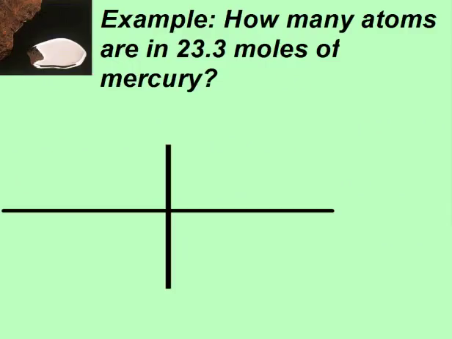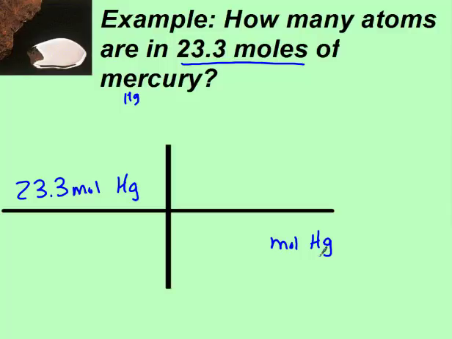The types of problems that you would see are going to be similar to these. So just like before, we're going to start with the number and unit that was given. So we have 23.3 moles of mercury, and mercury is Hg. Since we have moles of mercury in the upper left, we're going to put moles of mercury in the bottom right. Remember that my units always have to be diagonal from each other.